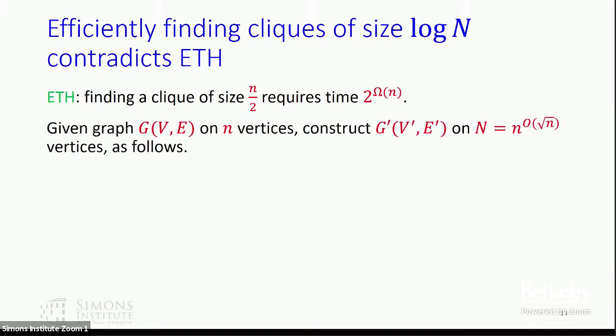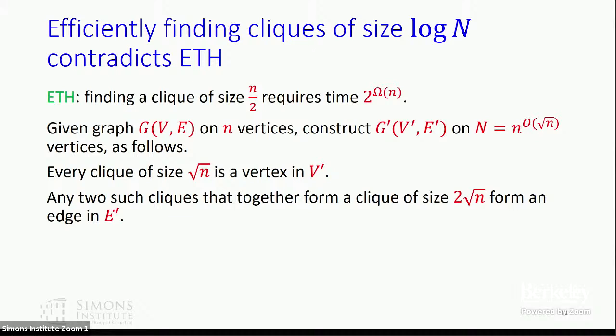How would we solve this problem? If we have a graph on n vertices in which we want to find a clique of size n over 2, we'll construct a new graph on many more vertices, n to the order square root n vertices. This is the graph G prime. Its vertices are subsets of vertices of size square root n in the original graph. And two such vertices are connected by an edge if together they form a clique of size 2 square root n. So they have to be disjoint sets of vertices that together form a clique of size 2 square root n.